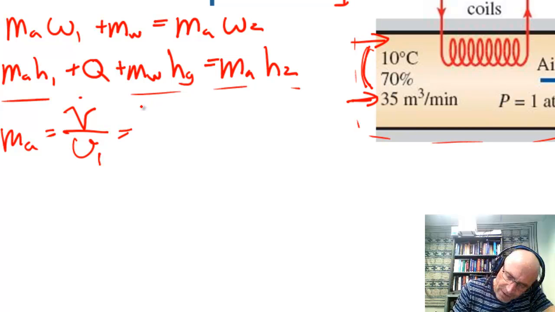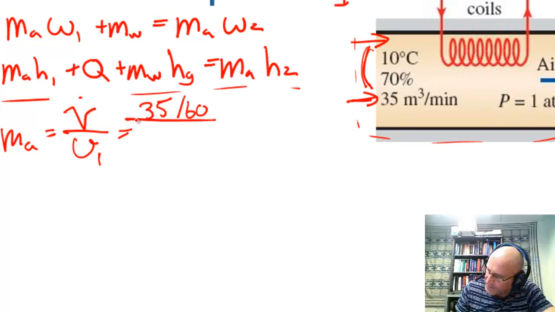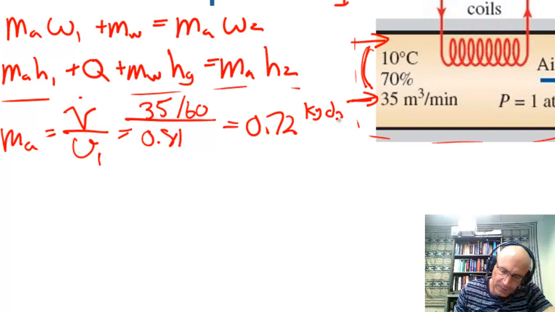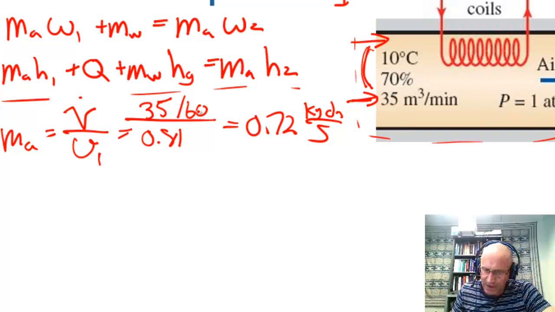So what I have is 35, and that's cubic meters per minute, so I'll express that per second. So 35 over 60, divided by 0.81, which is my specific volume that I got off the chart. That's about 0.72, and that ends up being kilograms of dry air per second, because I divided by 60. So now I've got my mass flow rate of air, my extensive value. The rest is just using these two equations.